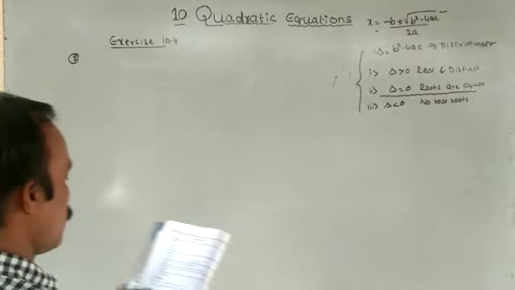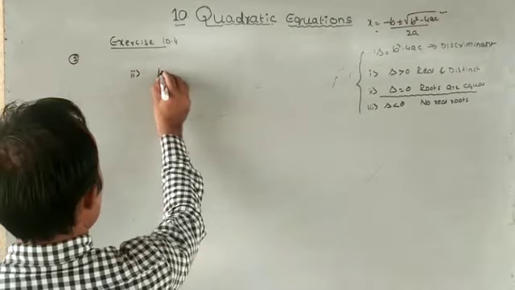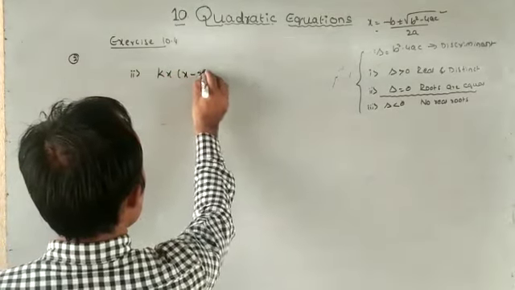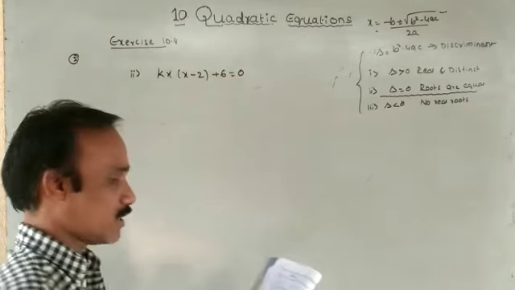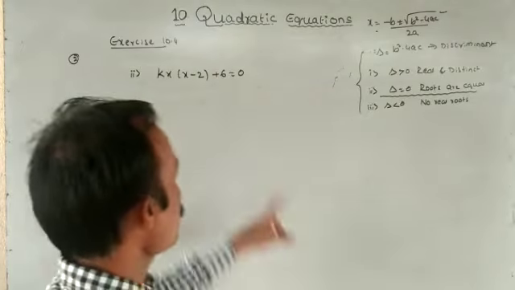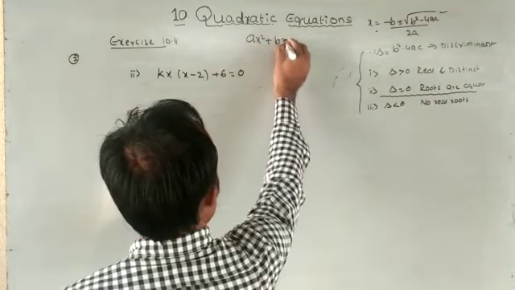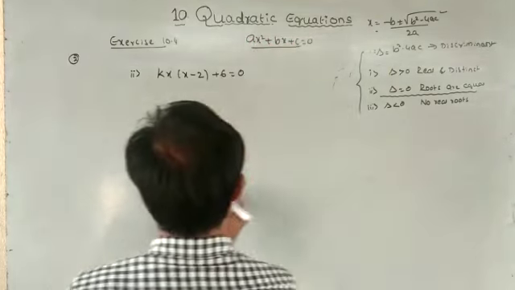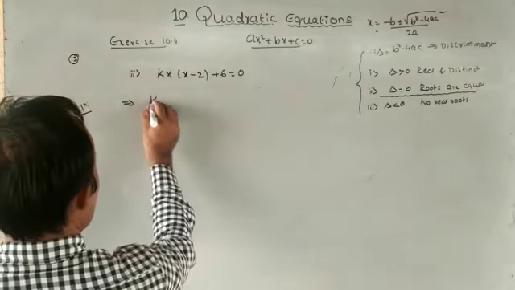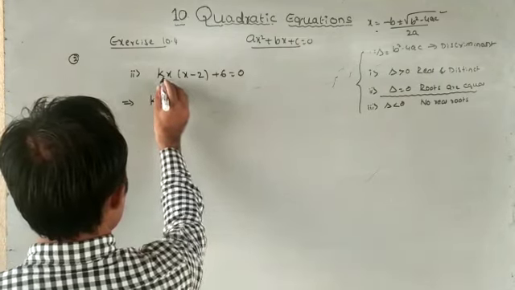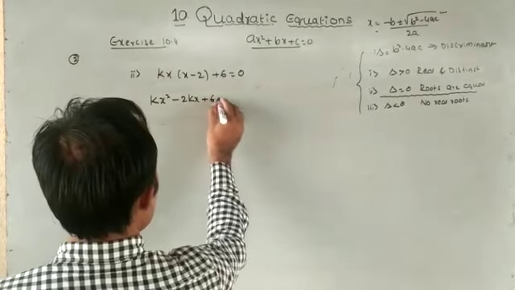Consider the next question, second one. Kx into x minus 2 plus 6 is equal to 0. First you have to convert it to the standard form of a quadratic equation, that is ax square plus bx plus c is equal to 0. So multiply kx into x, kx square, minus 2k into x, plus 6 is equal to 0.